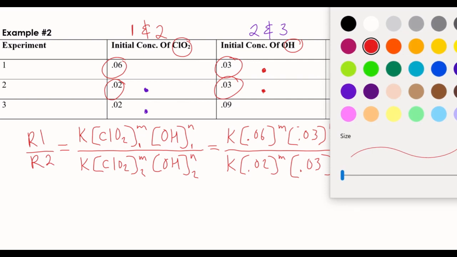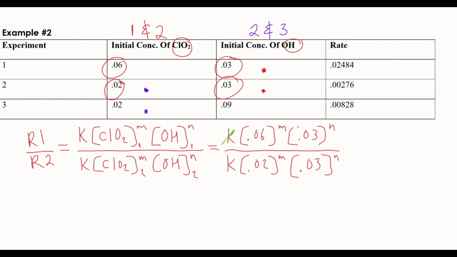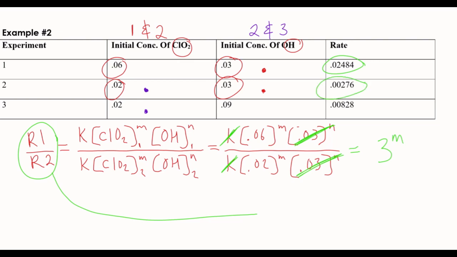And now we're going to look and see what will cancel. So k always cancels because it's the same, it's just k. And this one, this 0.03^n is going to cancel. So we're going to get 0.06 divided by 0.02, which is 3^m. When you guys do these questions, you should always get whole numbers or normal fractions, answers like 2, 4, 9, 3, those kinds of things. Or as a fraction, you will get like 1/2 or 1/3. Okay, they should be whole numbers.